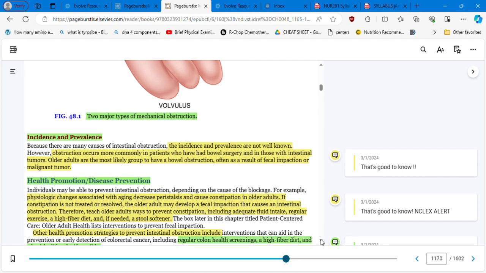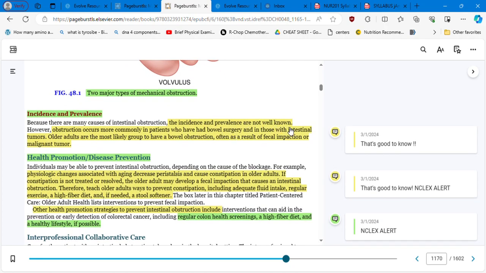Incidence and prevalence. The incidence and prevalence are not well known. Obstruction occurs more commonly in patients who have had a bowel surgery and in those with intestinal tumors. Okay, older adults are the most likely group to have a bowel obstruction because in the elderly population the peristalsis is slow, right? That's why they have bowel obstruction. On top of the nutrition they have, which is not the best nutrition, often as a result of fecal impaction, there you go, or malignant tumor.